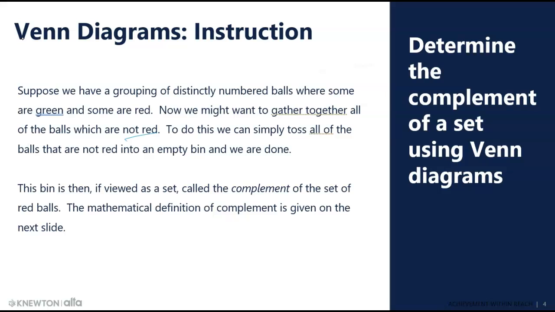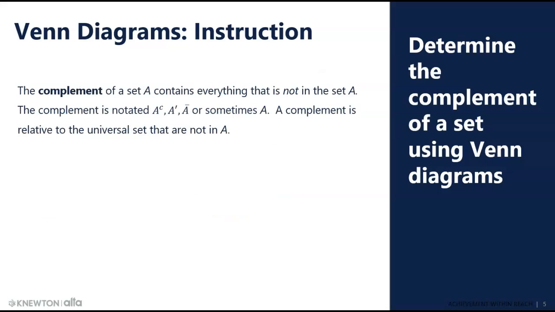When you have that bin that is all the balls that are not red, that is the complement of the set of red balls. It is everything you have that is not one of the red balls. That mathematical definition is a little more complex, but that's the idea. It's everything that is not included in the set of red balls. So the complement of a set contains everything that is not in the set. And when we mean everything, we're talking about everything relative to what we're concerned with in the problem, what we call the universal set.